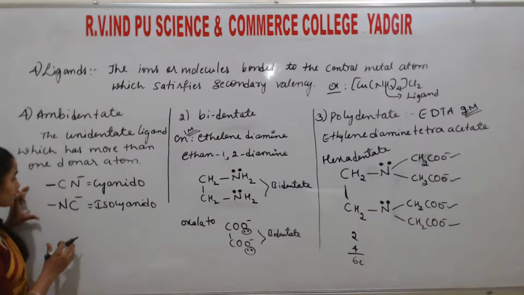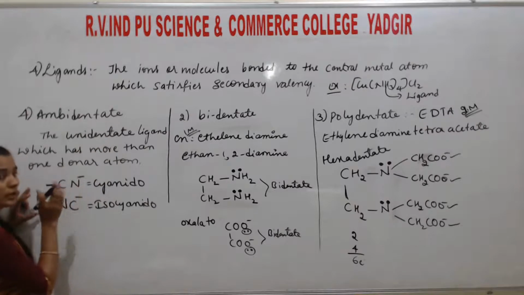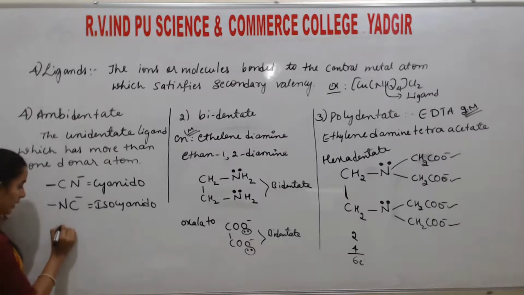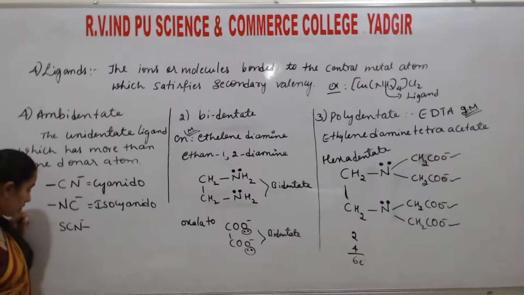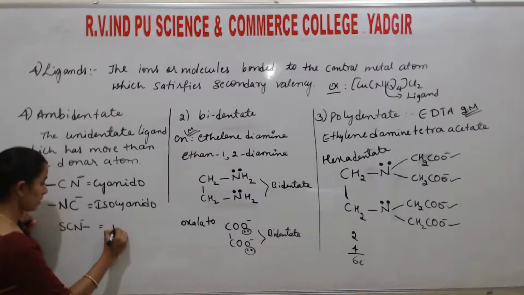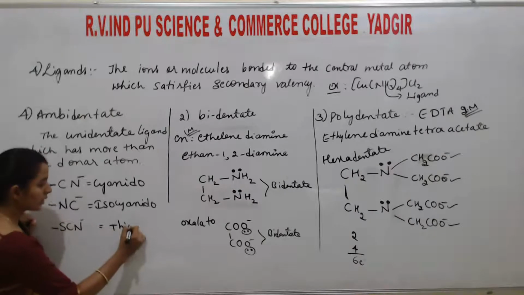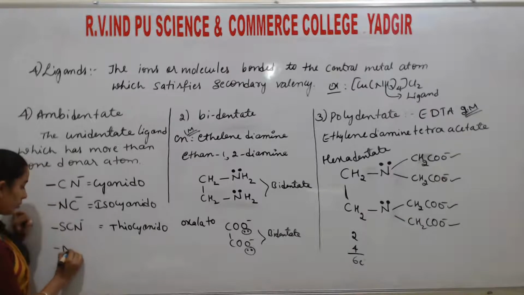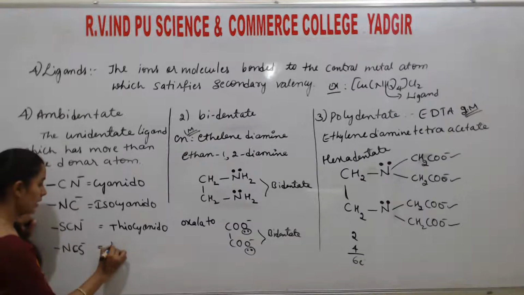Okay? So this is an example of an ambidentate ligand. The same unidentate ligand has two donor atoms. Similarly, SCN, bonded through sulfur, that is thiocyanate. If it is bonded through nitrogen, NCS, that is isothiocyanate.